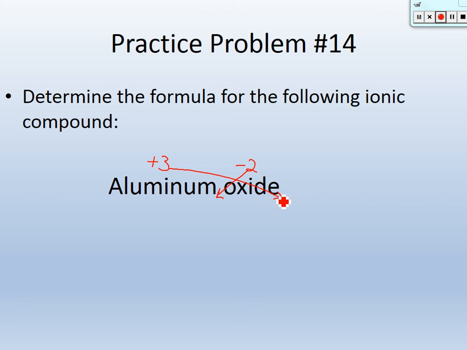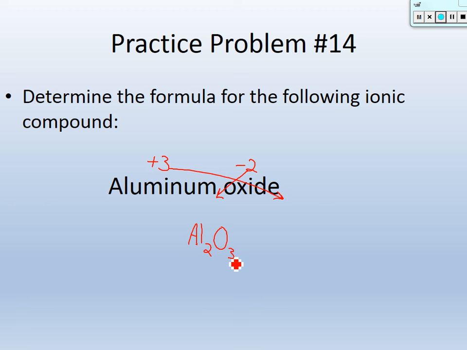Okay? So now when we write the formula, it's pretty easy. What's the symbol for aluminum? Al. What number goes here? A 2, because that 2 came down by the aluminum. What's the symbol for oxygen? O, so write a capital O. And what number goes as a subscript by the oxygen? 3. A 3. Okay.